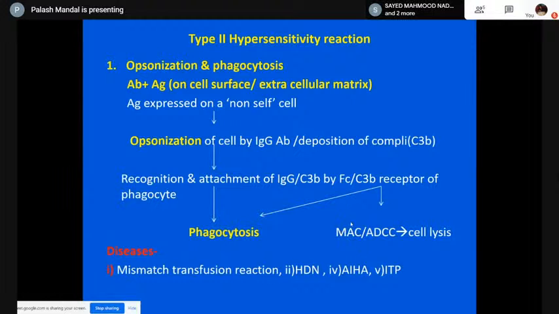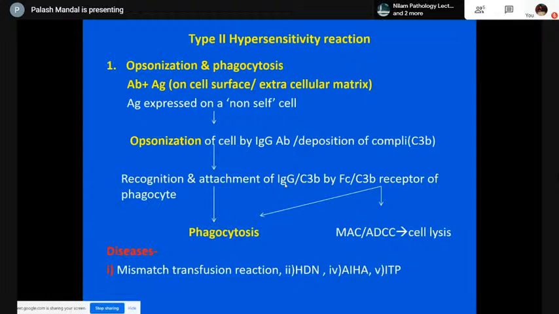This is directly activating the MAC, the membrane attack complex. It produces holes on the cells, the cells which contain the antigen, and that directly kills them, or cell lysis takes place. So that is called antibody dependent cytolysis. This is very important, because opsonization and phagocytosis are the first type which leads to this type 2 hypersensitivity reaction.